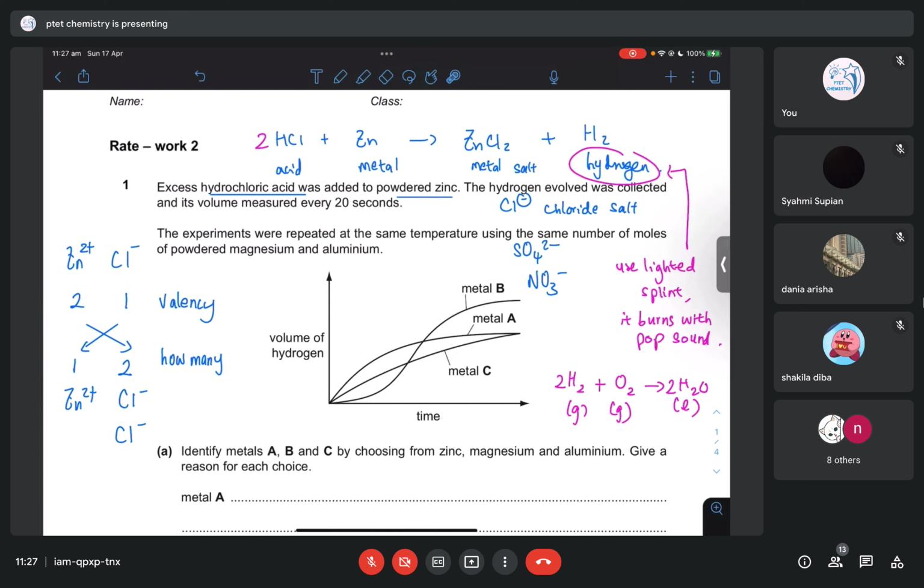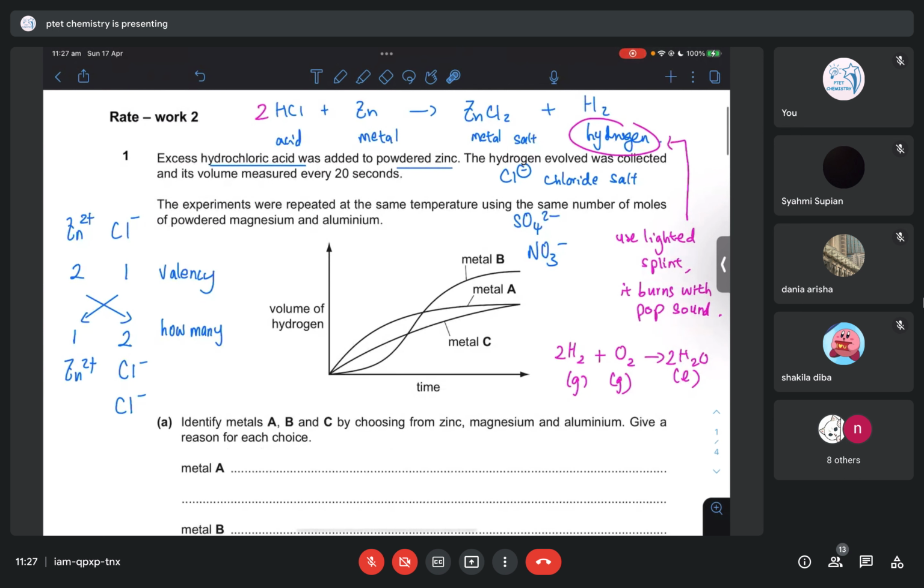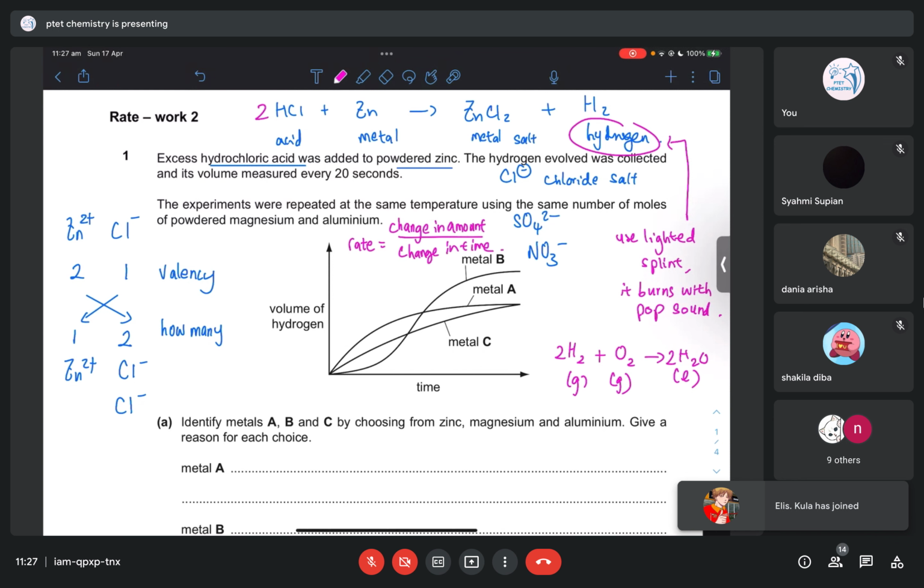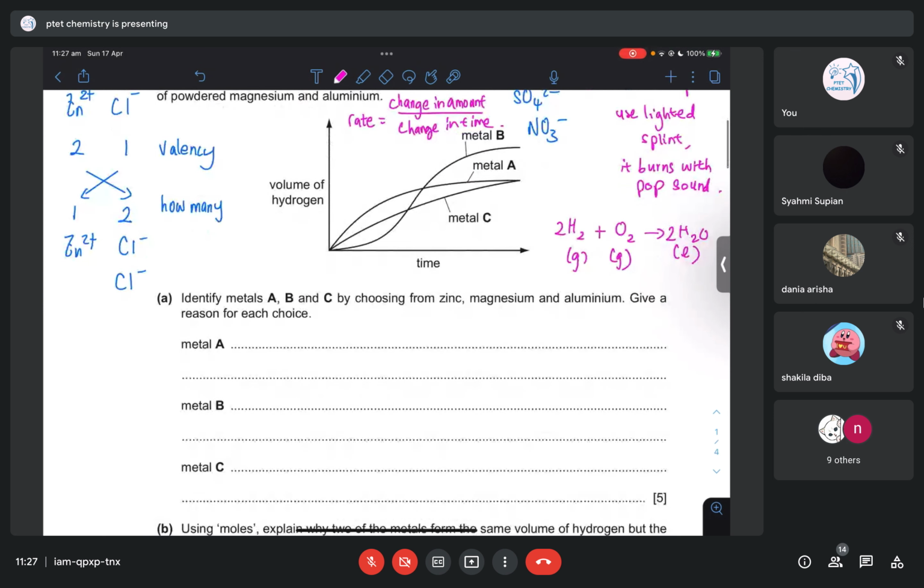Anyway, so looking at this, you have metal A, B, and C, and we measure the volume of hydrogen against time. So the volume of hydrogen produced against time will tell us the rate of reaction, because rate is to do with change in amount, how much changes over the time taken. So change in amount over change in time. They want you to identify metal A, B, and C from zinc, magnesium, and aluminium.